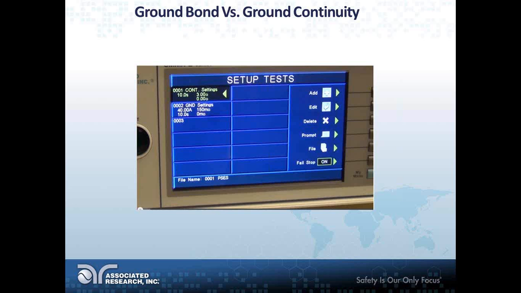Now I want to show you guys a quick video. Now this one, you will tell immediately that I did it. It's not professionally done. The camera's a little shaky, so I apologize in advance. But what I did here is I set up a continuity and a ground bond test. So let me click on this. Hopefully this opens up okay.